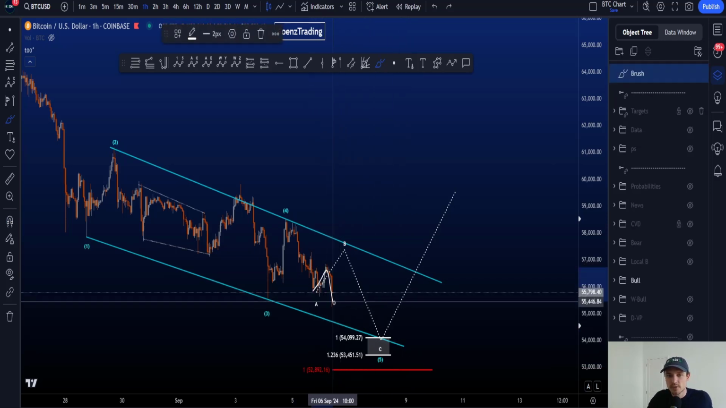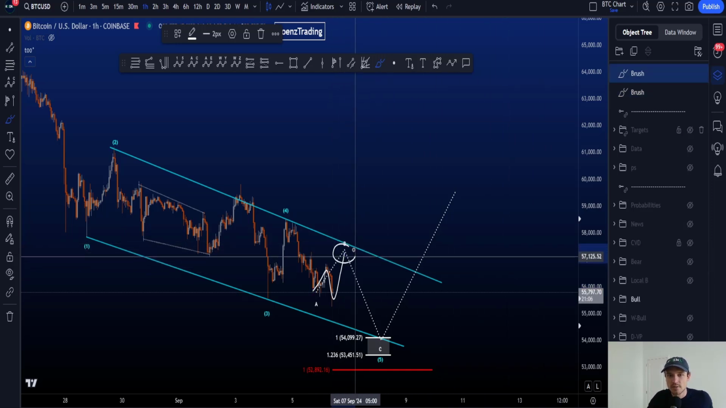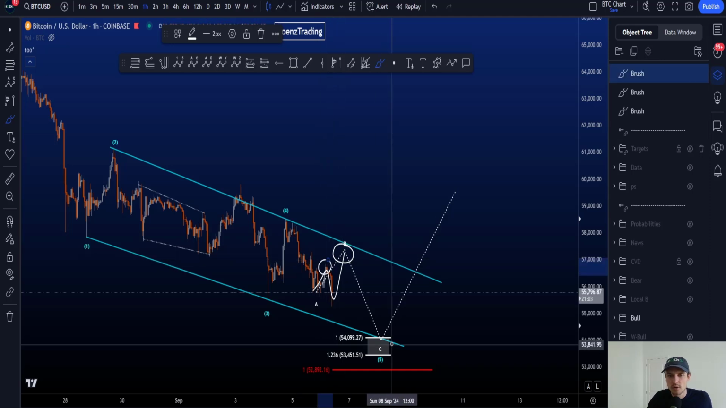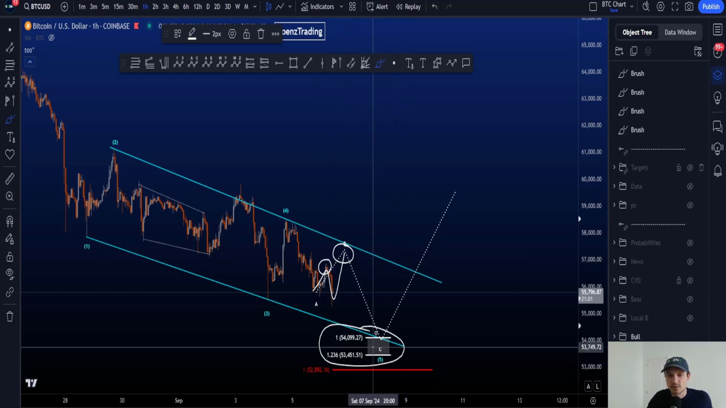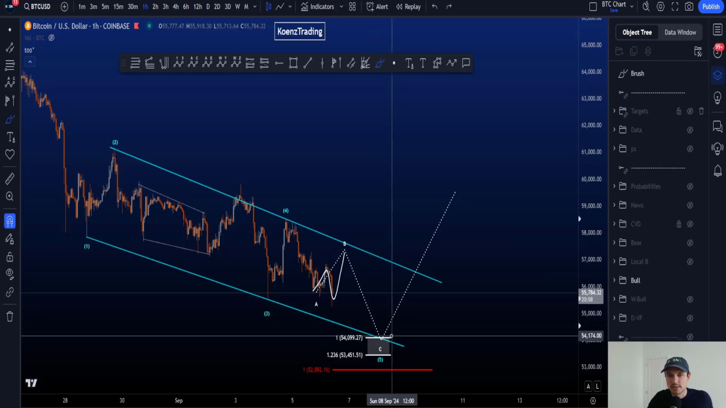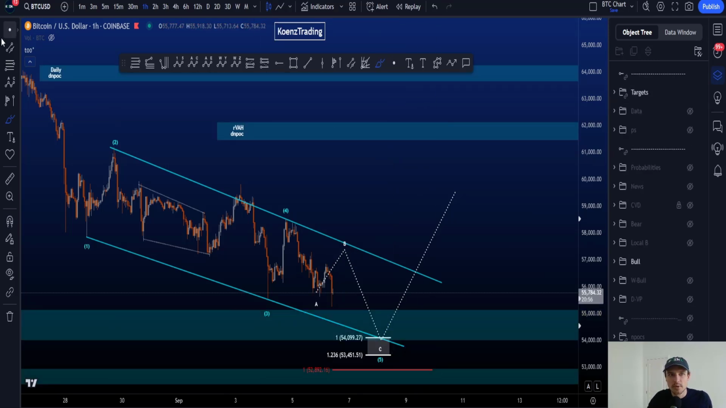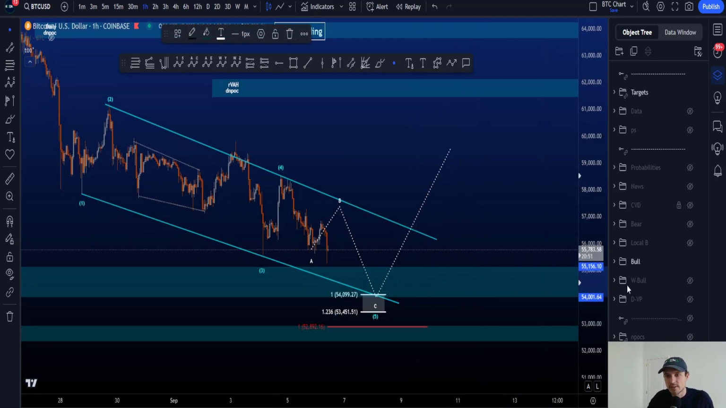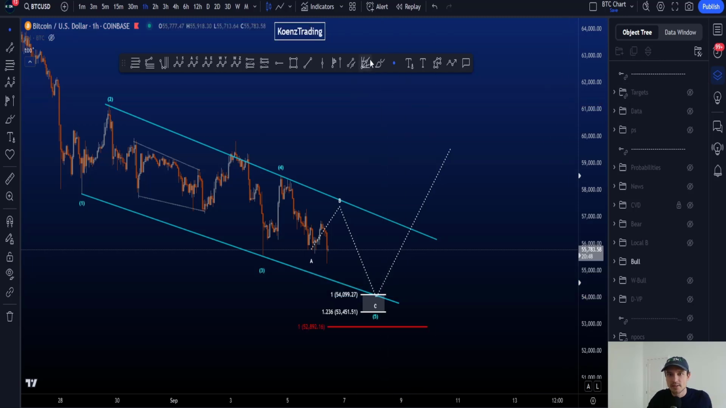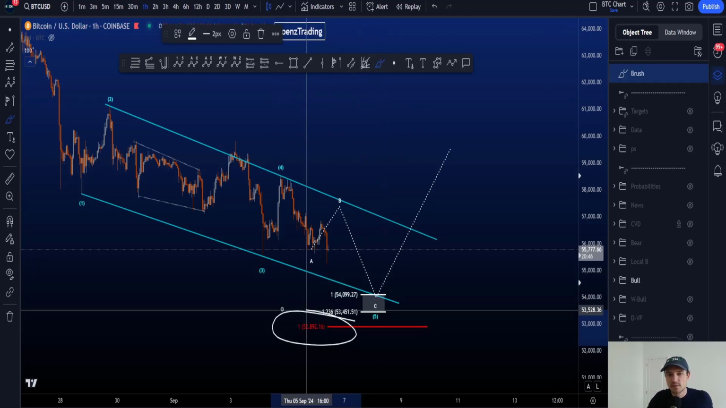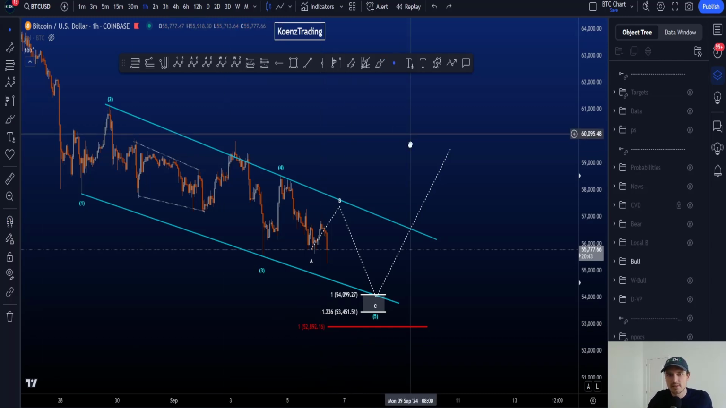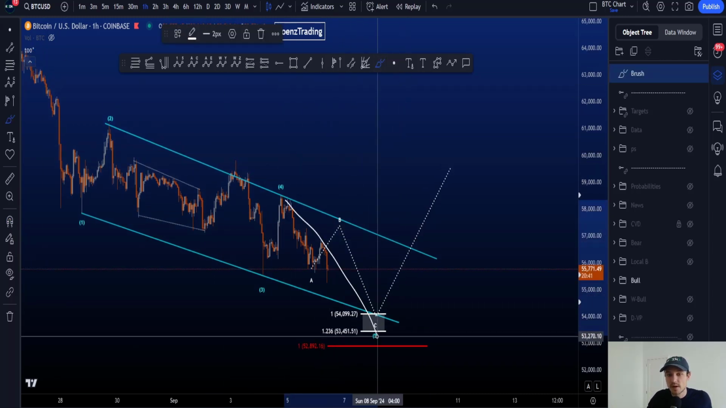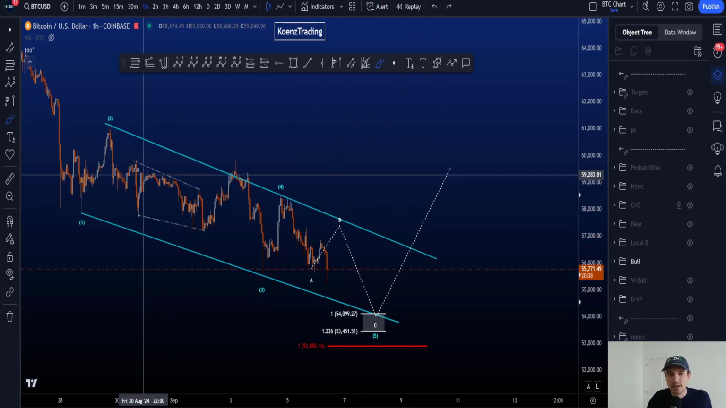If wave B, however, turns out to be a flat structure, more about that in a second, then the high for B is going to be above this high over here, and therefore the target area for C is going to move ever so slightly towards the upside, which is interesting because we do have support over here, this blue box between 54 and 55k. It is important that price does not touch 52.8k. If it does, then this scenario is invalidated because a wave 5 in a contracting diagonal is not allowed to be longer in price than your wave 3.